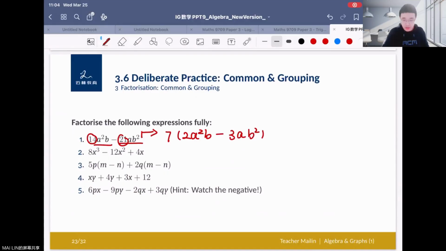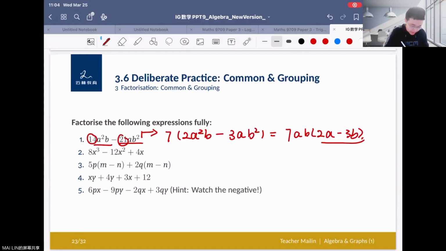Now you can also find that a squared b and ab squared both contain a times b inside. So maybe here you can extract 7ab, and here we have 2a minus 3b. That is how we factorize this expression fully. You can now find 2a and 3b have no common factor left. This is the first problem.